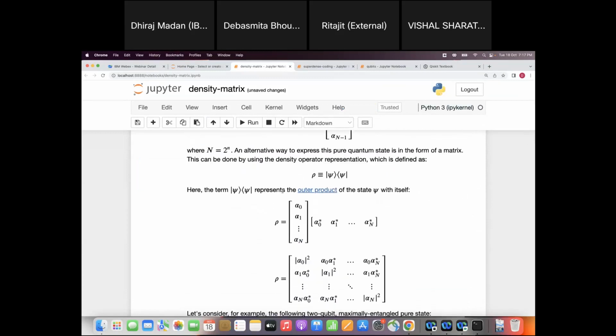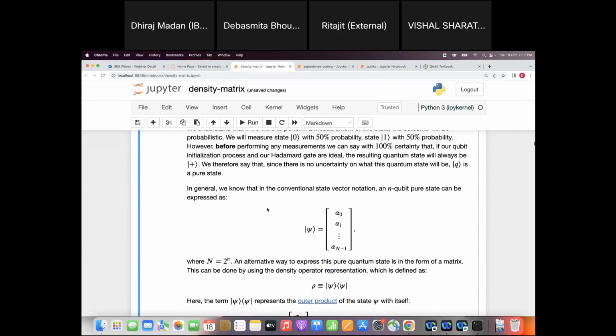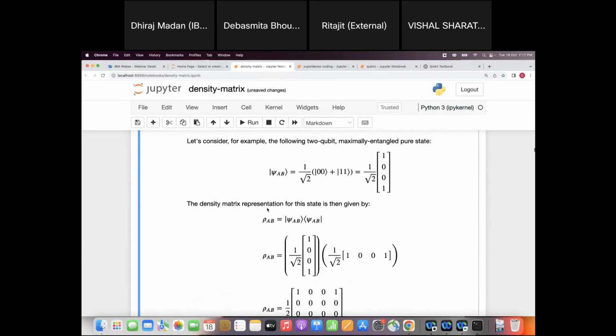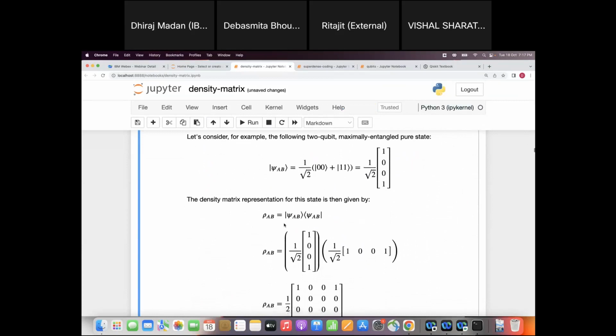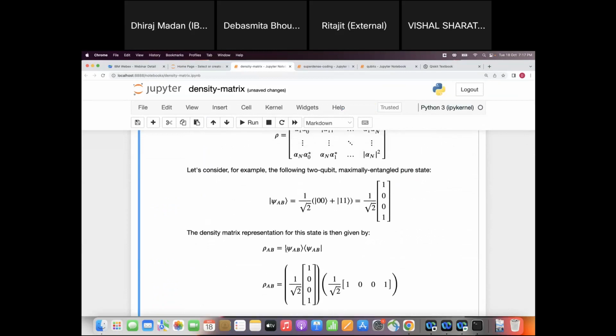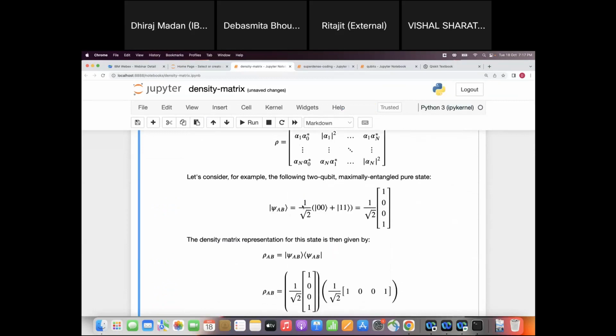Okay, so basically, as Shesha explained, when we have a mixture of states, we need a different sort of representation, which is called the density matrix. For a pure state, you can just compute the outer product, ket psi bra psi, and that gives you the corresponding density matrix.